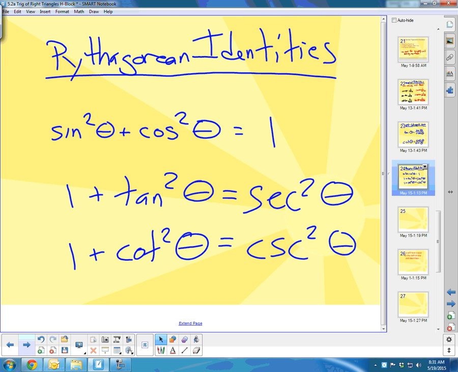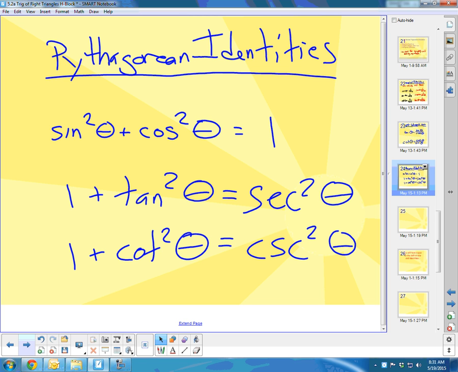The Pythagorean identities are built off of the Pythagorean theorem. The first one, sine squared theta plus cosine squared theta equals 1. 1 plus tangent squared theta equals secant squared theta. And 1 plus cotangent squared theta equals cosecant squared theta.